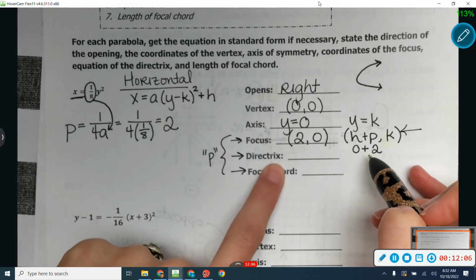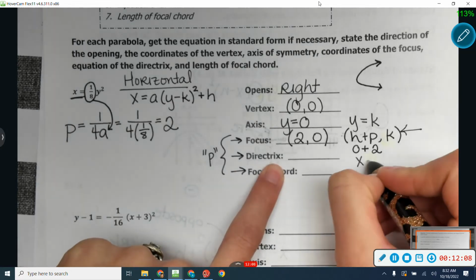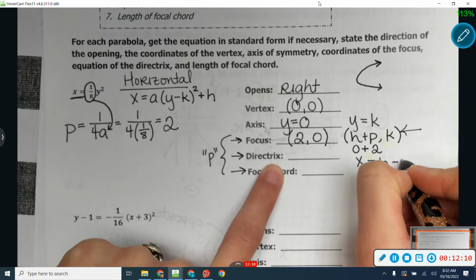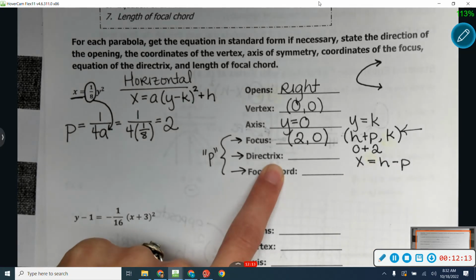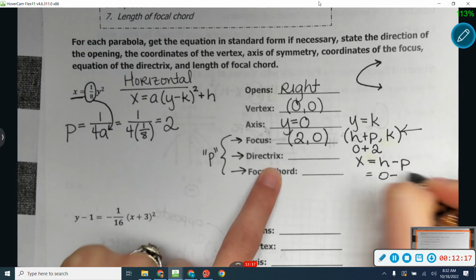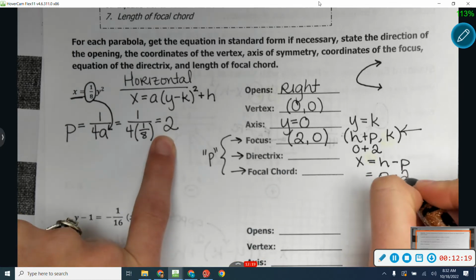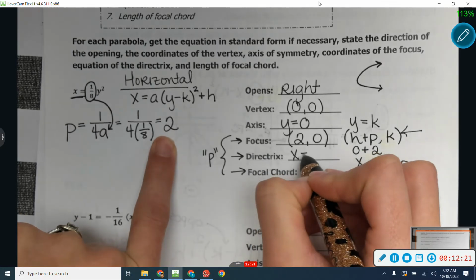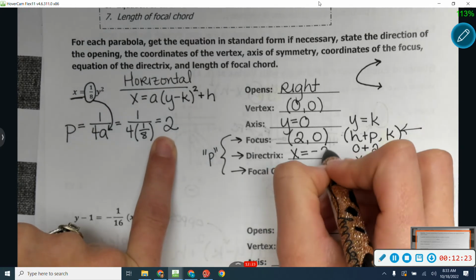Alright, my directrix from my formula is x equals h minus p. Okay, well my h is 0, and I'm subtracting my p value, which is 2. So my directrix is x equals -2.